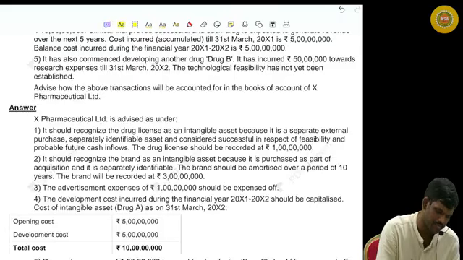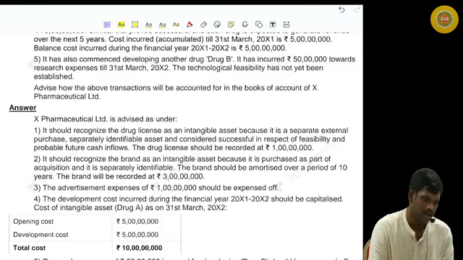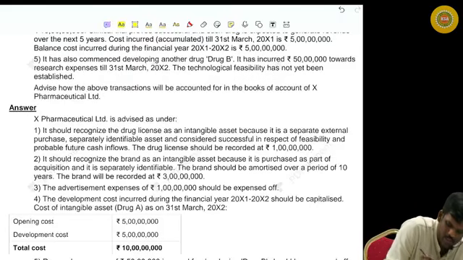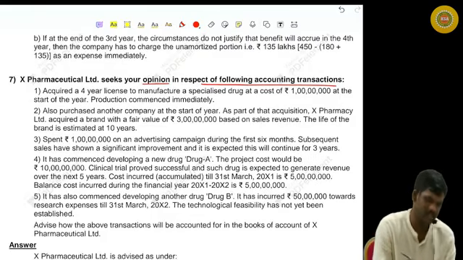Next question. X Pharmaceutical Limited seeks your opinion in respect of the following accounting transactions.